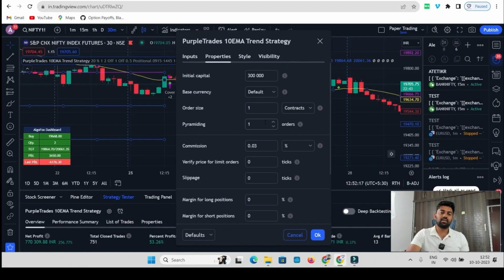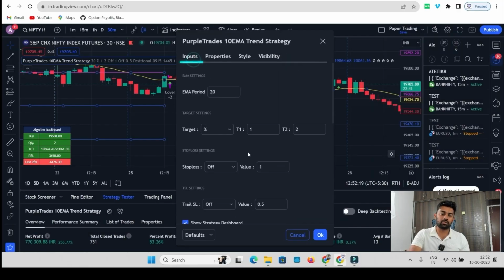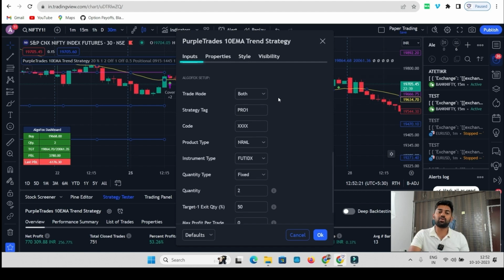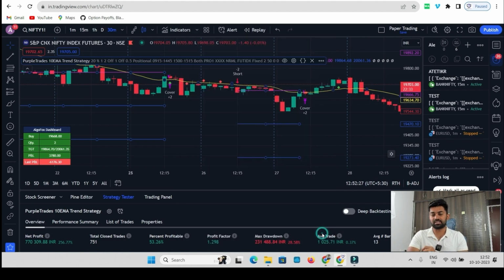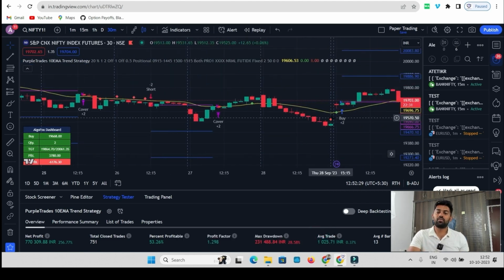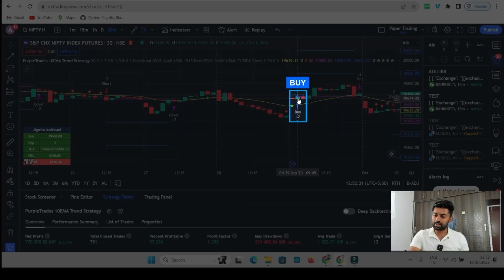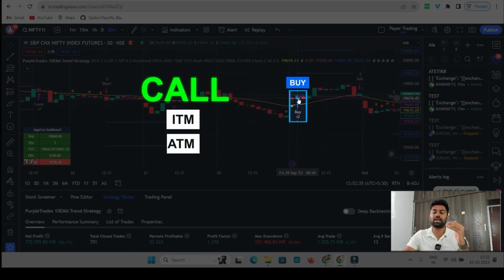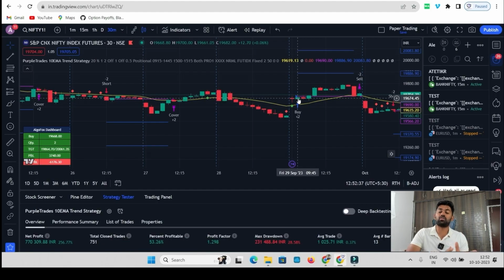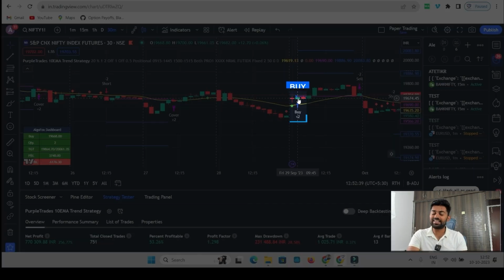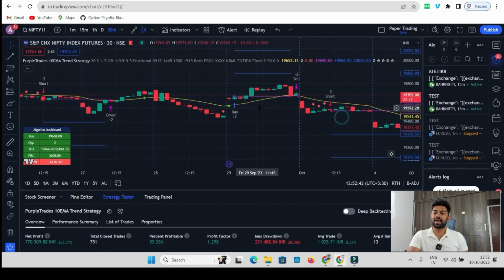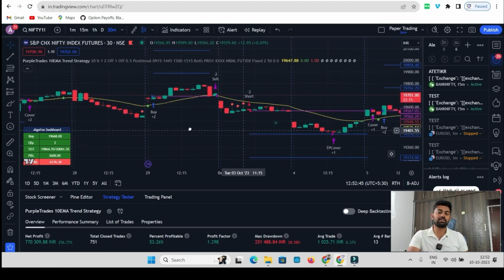In the settings, we also have in the inputs AlgoFox settings. In the AlgoFox settings, you can add the strategy tag, AlgoFox code. You can even automate trades in options. Yes, that means whenever there is a buy signal generated here, the corresponding call can be purchased. It can be ITM, ATM or OTM of your choice. Or if you're an option seller, if there is a buy signal generated here, the corresponding put can also be sold using the AlgoFox platform. So this is about the strategy.